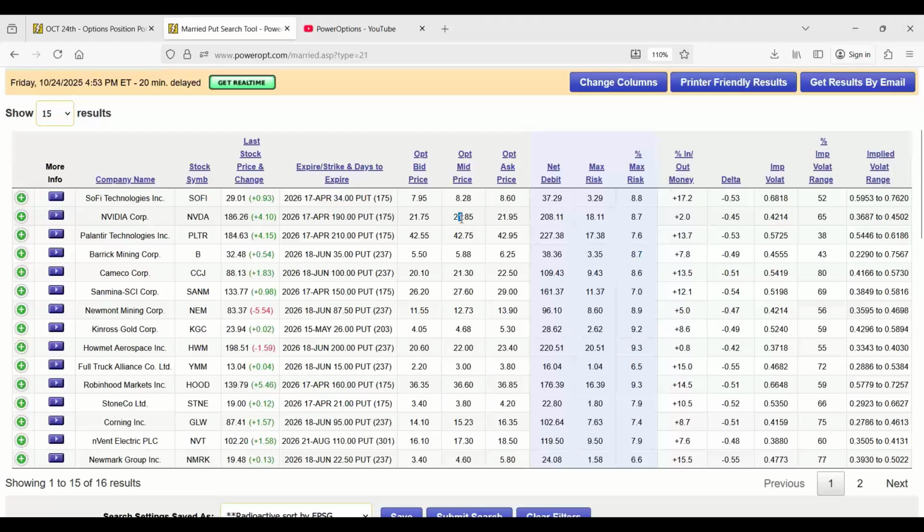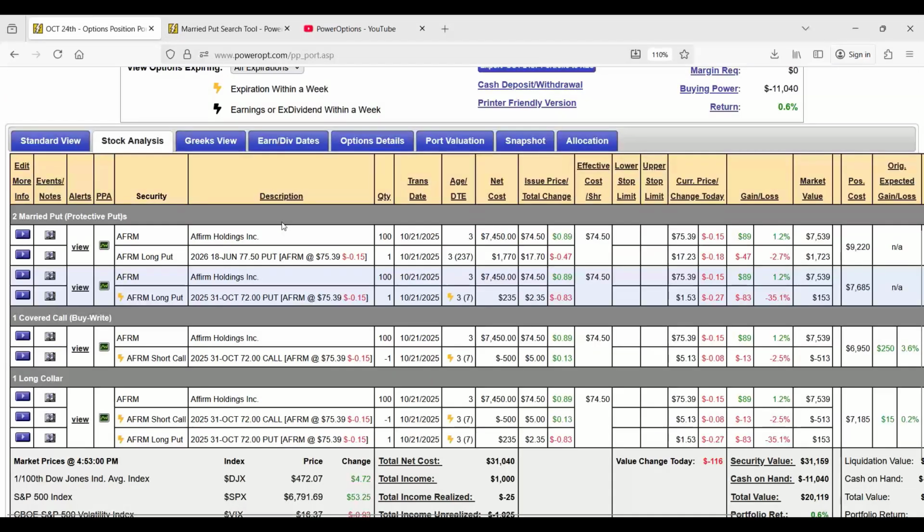The NVIDIA one, yes, it's expensive, but remember, with the stock at 186, I'm paying for the 190 put. That's not as much as I thought. I'm paying $21 for it. 4 of that is intrinsic, 18 is the time premium. That's my true risk on the position, 8.7%. That's the worst case scenario. Okay, all right. So anyway, let me go back to the portfolio.